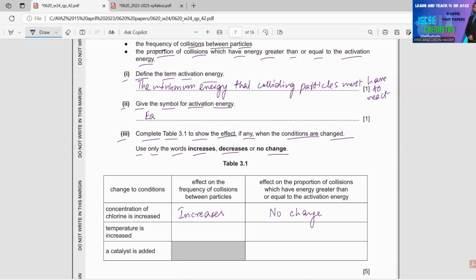Temperature is increased. Now, a temperature increase will definitely increase the frequency of collision as well as the proportion of collisions. So you'll write increases, increases. What about the last one? When you are adding a catalyst, it will also increase the proportion of collisions which have energy greater than or equal to the activation energy. So you'll write increases.